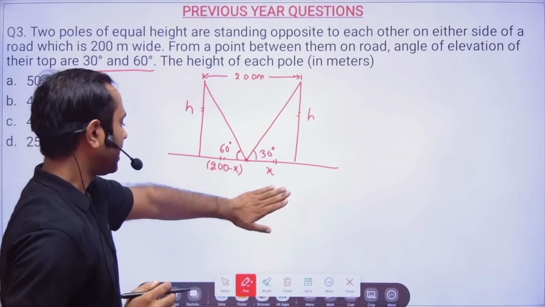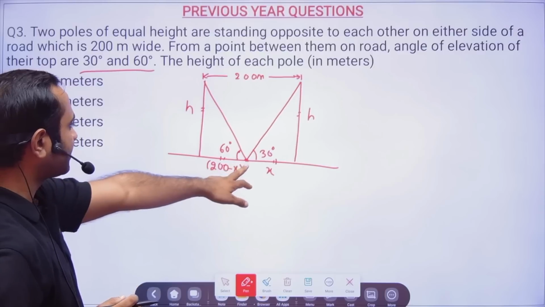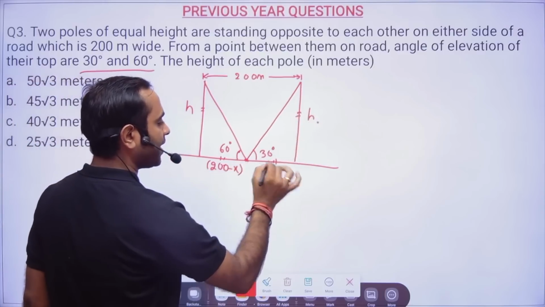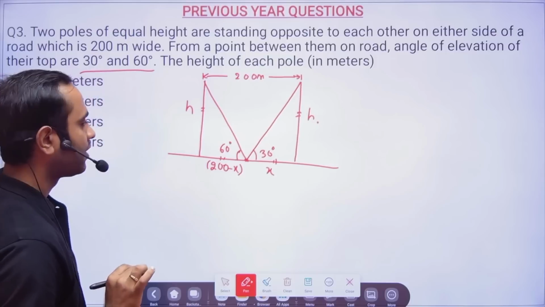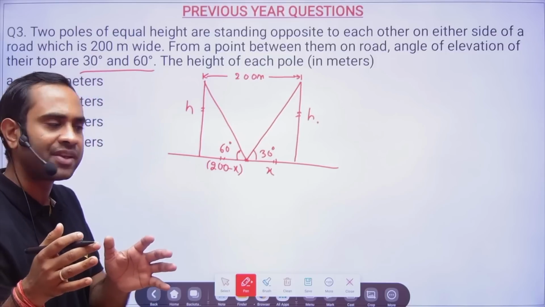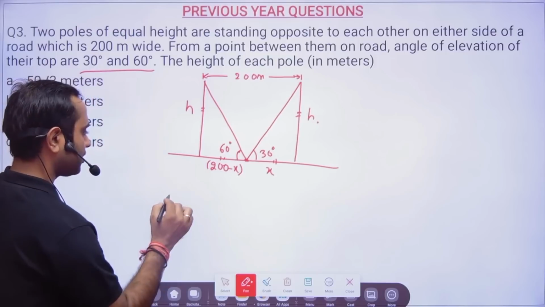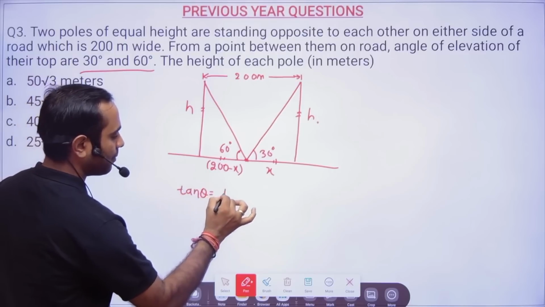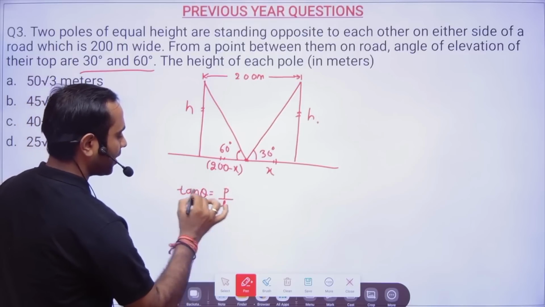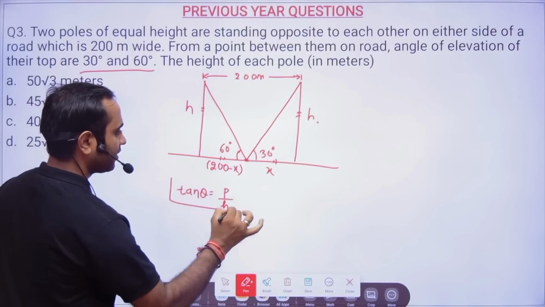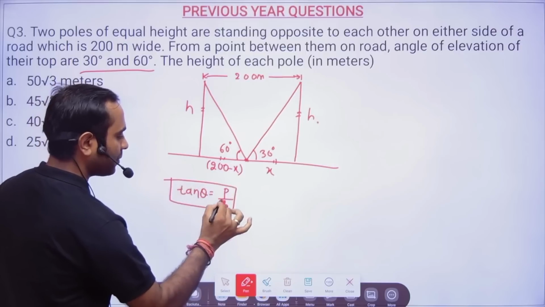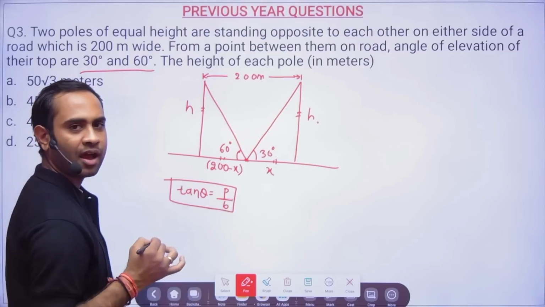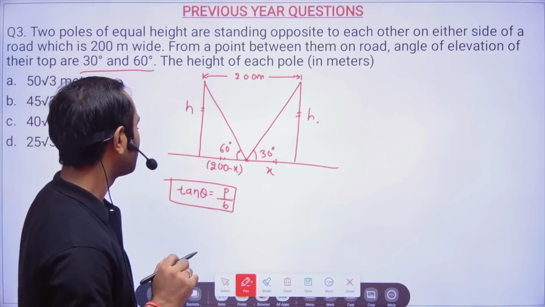Okay. Now friends, this is what has been given to you. Perpendicular is given to you, base is given to you, right? So when perpendicular and base are given to you, then we use what? Tan. Tan theta, because tan theta will be perpendicular by base, right? Perpendicular by base, you write P by B. In Hindi, this is what we say, lamb by aadhar.